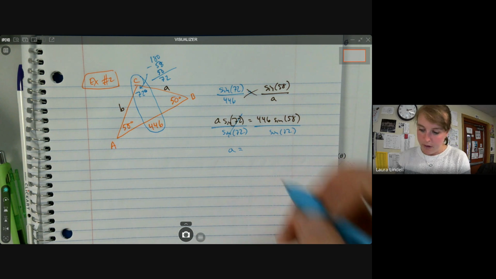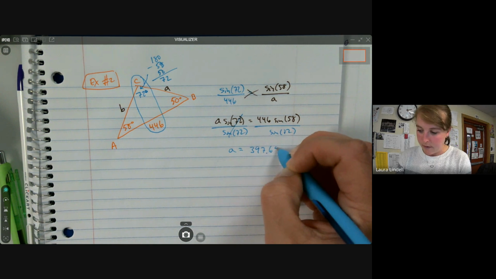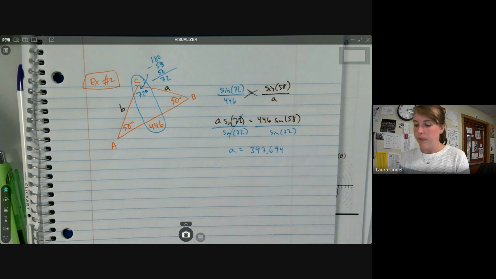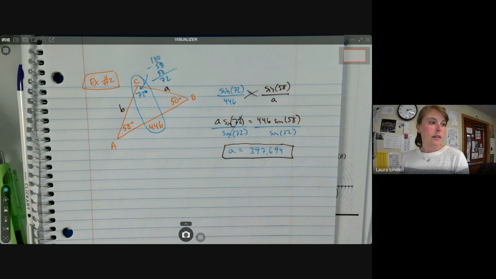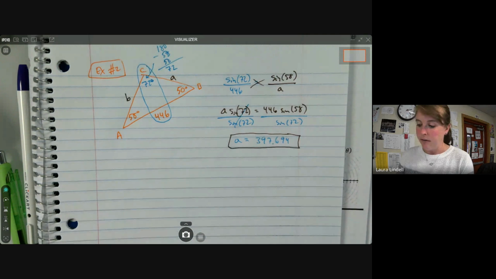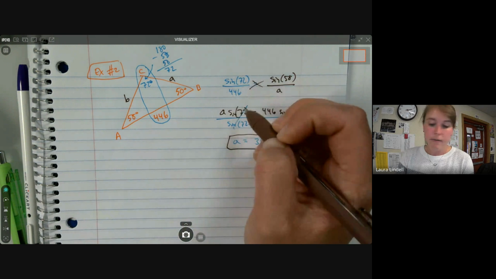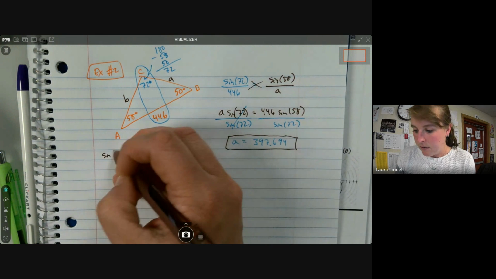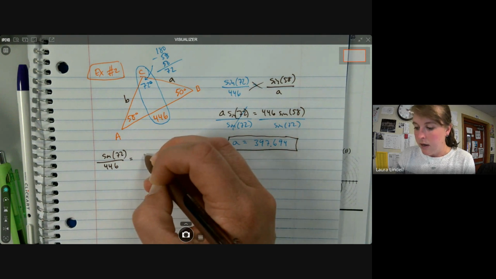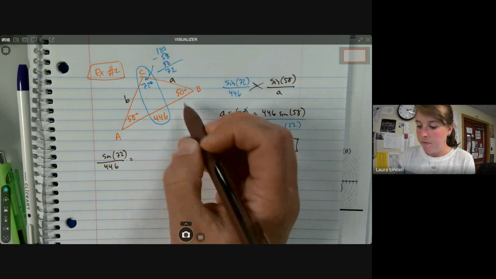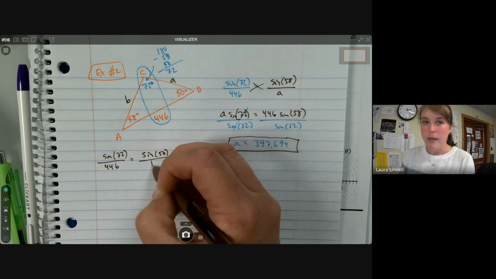We should get 397.694 if you round to the nearest tenth. So that's one of the pieces of information that we were missing. The setup for the other piece of information that we need is going to go very similarly. We're still going to use this complete ratio here: sine of 72 over 446 equals, but instead of 58 this time, we're going to use 50 since we're looking for B, sine of 50 over B.